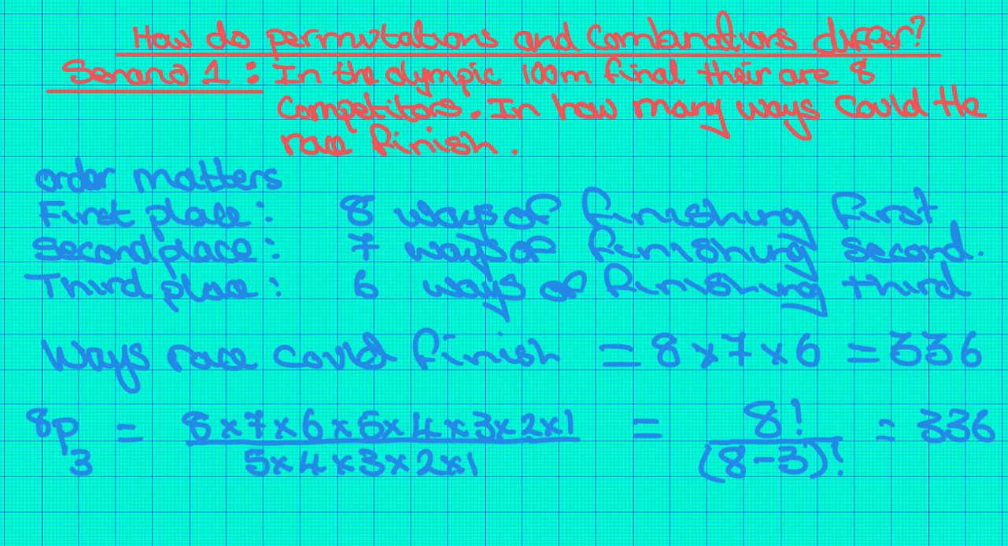So 8P3 is equal to 8 times 7 times 6 times 5 times 4 times 3 times 2 times 1 divided by 5 times 4 times 3 times 2 times 1, which is equal to 8 factorial divided by 8 minus 3 factorial, which is equal to 336.